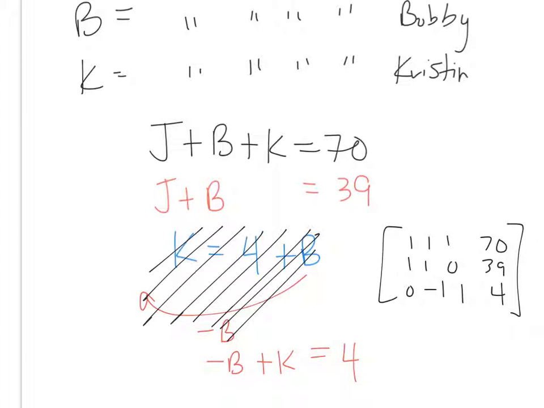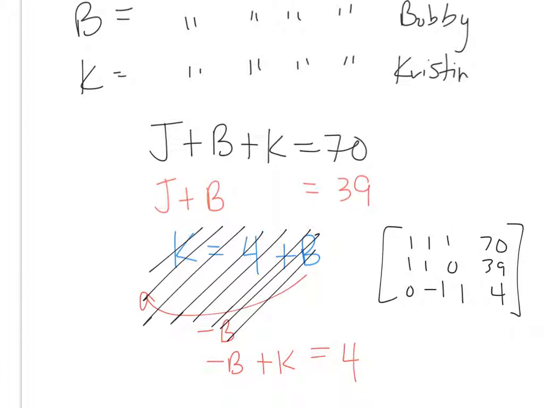What this means is 1J plus 0B plus 0K equals 12. So simply J is 12. And then here, you can say that B is 27 and K is 31. It literally gives you the answers for you. It's a way of checking. So when you do the test and the word problems, you can use your matrix for that.